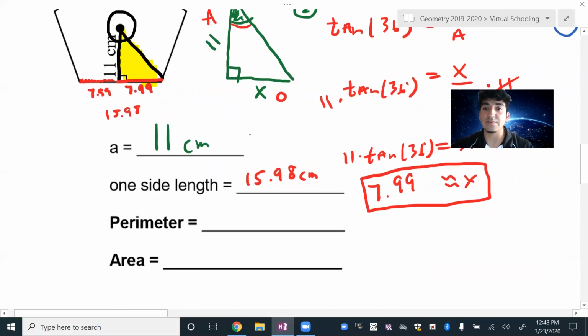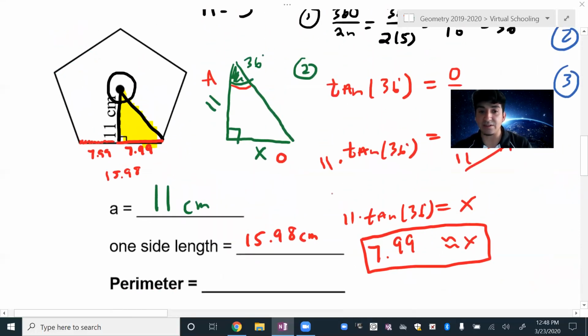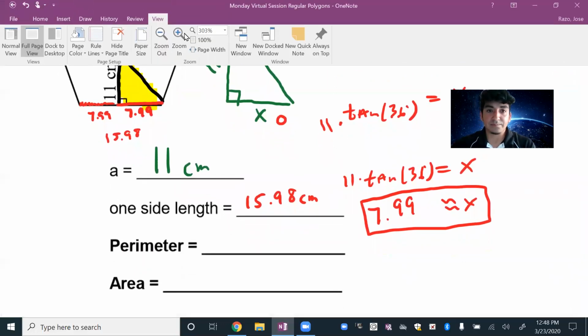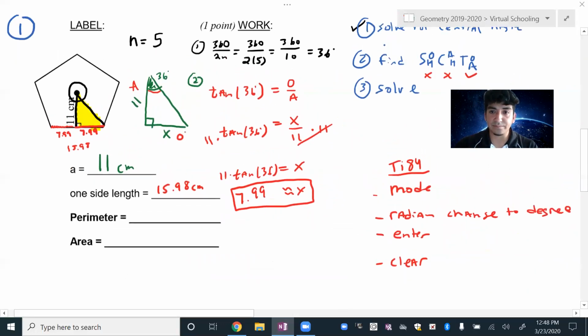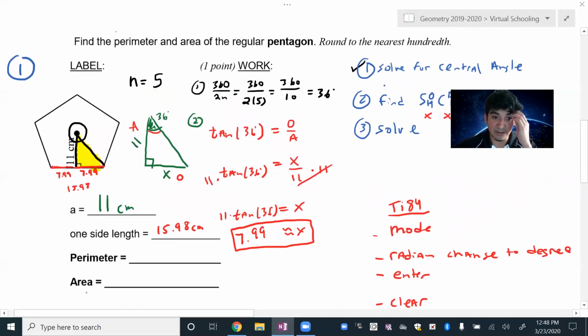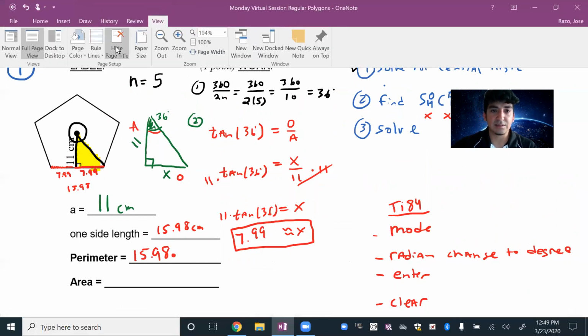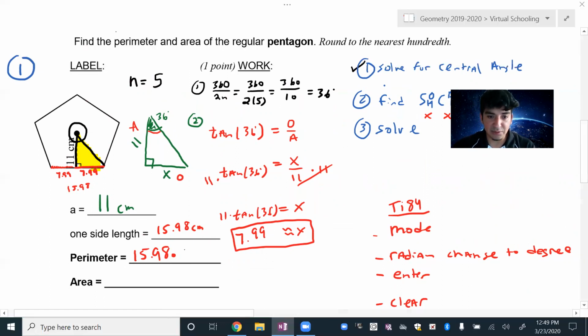If you can still do your SOHCAHTOA, then you should be fine on this problem. Now we're almost there. As we're going through it, we want to be able to solve for the perimeter and area. So I'm going to take 15.98 and multiply it by my number of sides. So it's going to be times 5, which is equal to what, guys? Which is equal to 79.9 centimeters.